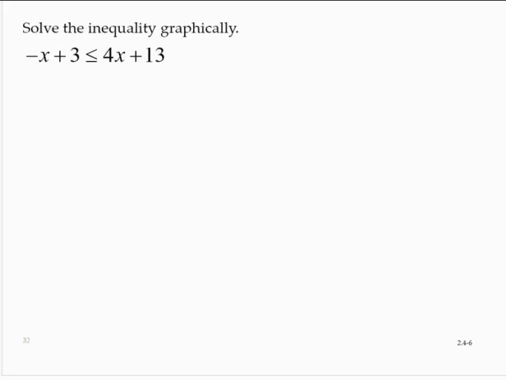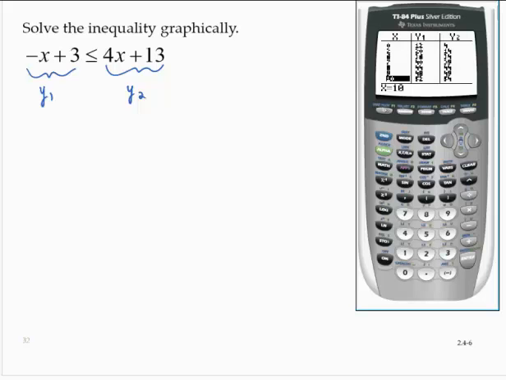Solve the inequality graphically. Negative x plus 3 is less than or equal to 4x plus 13. As with the numerical example, I'm going to think of the left-hand side as my y1 and the right-hand side as my y2. But now I'm going to use the calculator to graph these equations. So let's clear up this old stuff and let's graph them. Negative x plus 3 is my y1, and 4x plus 13 is my y2.